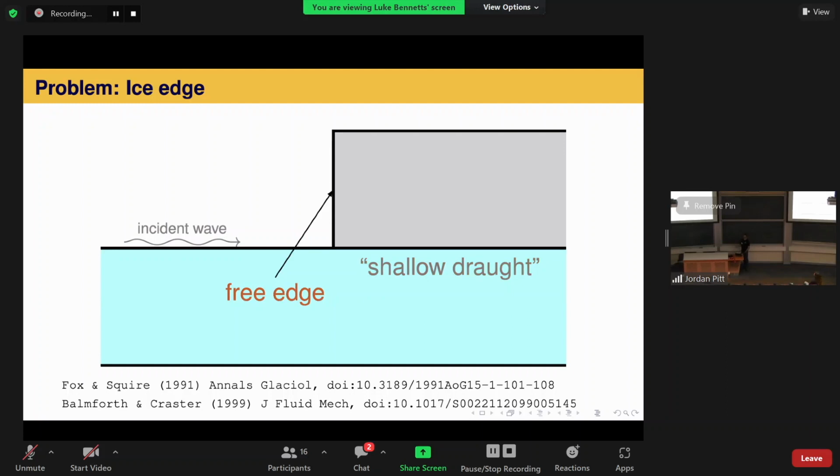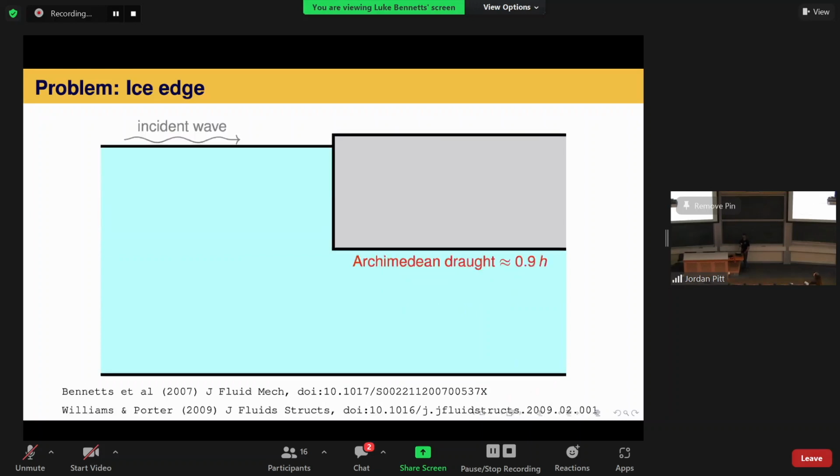One of the consequences of the shallow draft approximation is that the ice has a free edge. And that means that it's only experiencing fluid loading on its lower surface. Now, what we actually want to do is have an Archimedean draft, which is about 90% of the ice thickness.